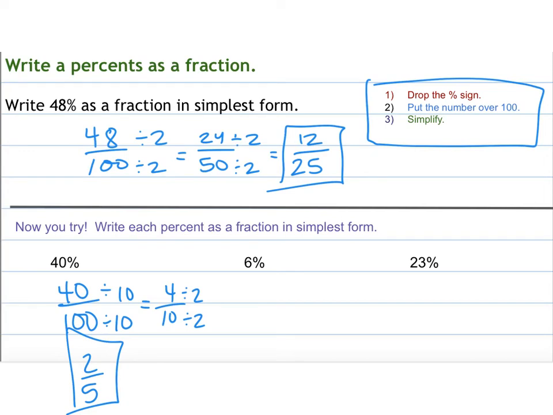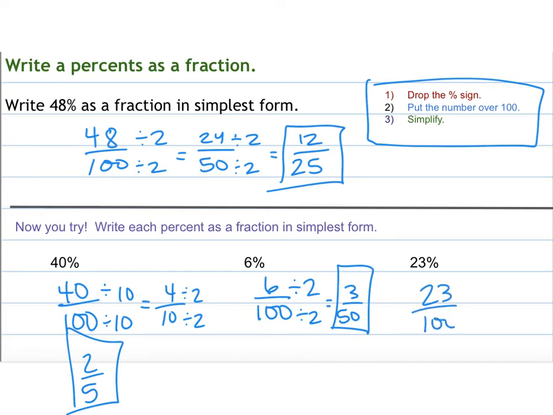Next one, 6%. Percent is always out of 100. And simplify, they can both be divided by 2, which is 3/50, and I don't think that can be simplified anymore. And 23%, percents are always out of 100. Pretty sure 23 is prime, so it's only divisible by 1 and 23, and 100 cannot be divided by 23, so I think that's already in simplest form. So that's writing the percent as a fraction. Just put it over 100.